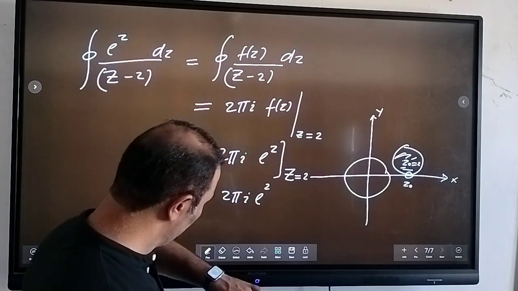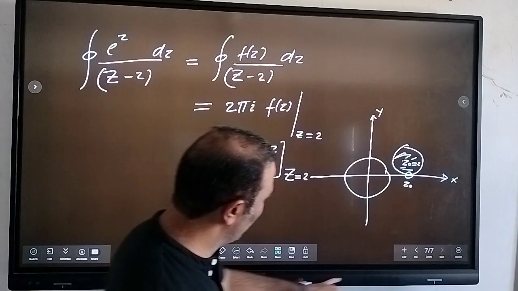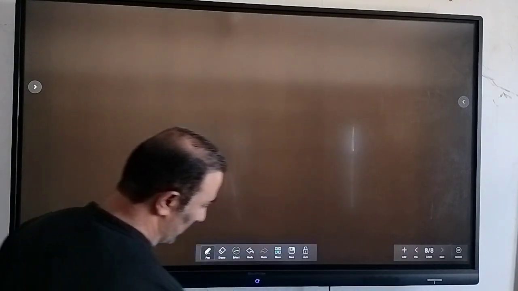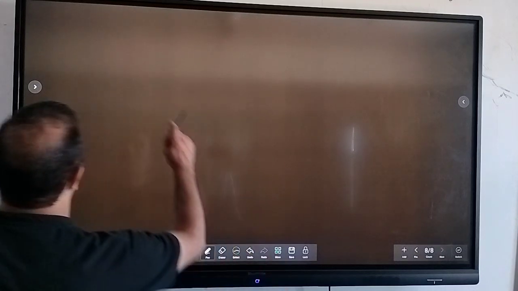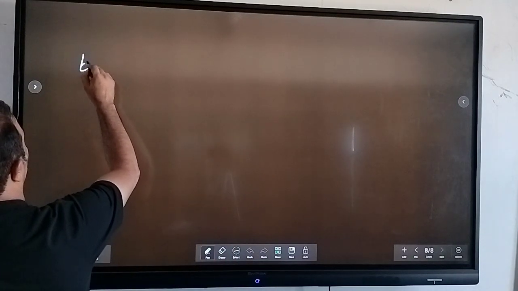And similarly, I can show you one more problem. If we want to solve this integral, we have one more example.